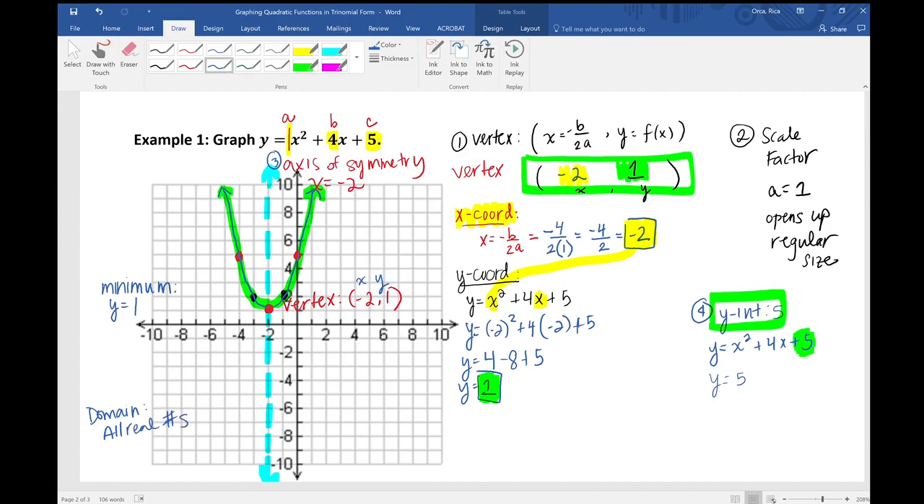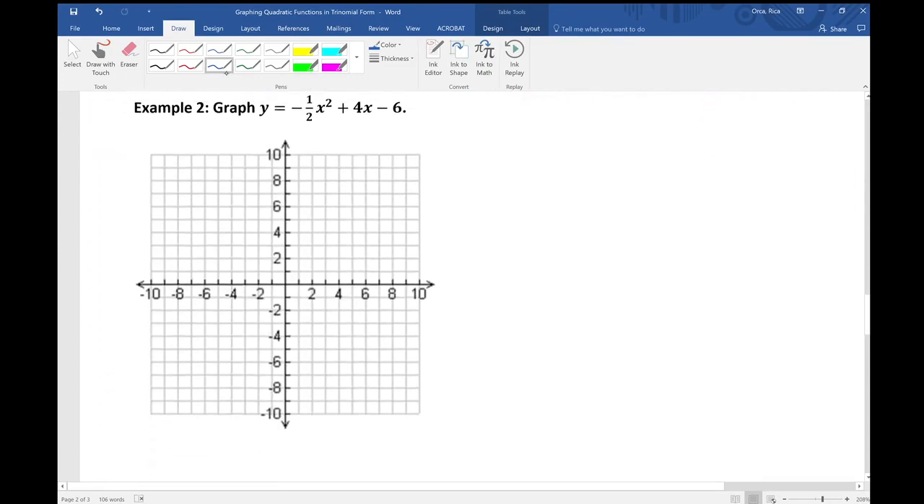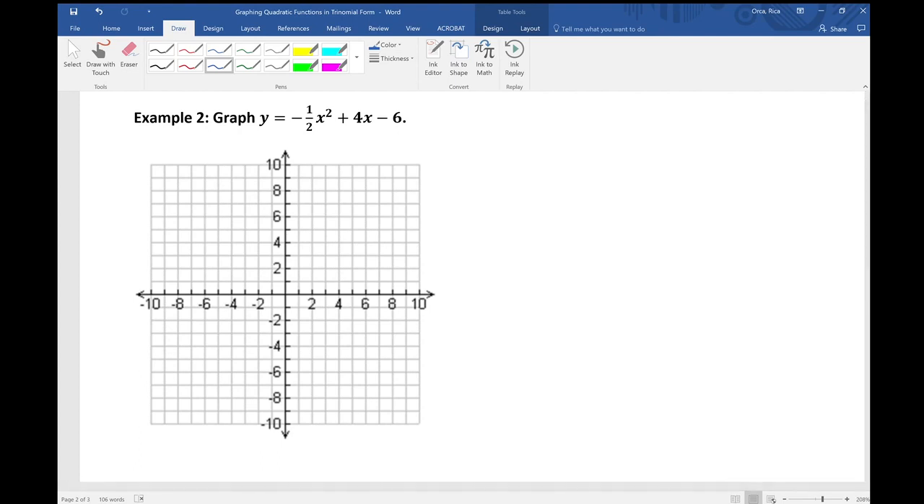So now let's look at example 2. Graph y equals negative 1/2 x squared plus 4x minus 6. Let's start by identifying a, b, and c.